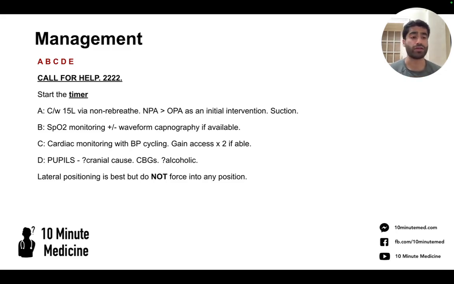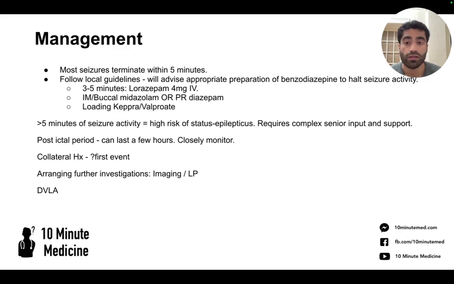In terms of positioning the patient, ideally you want to have them in the lateral position, but you don't want to be forcing the patient to move around, especially whilst they're mid-seizure, because you're at more risk of harming them. Talking about management further on from that, ideally by this point you've got your team with you, MedReg will be there along with the appropriate staff that you need to help.